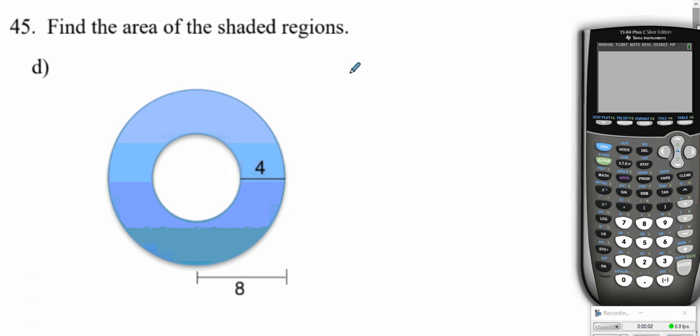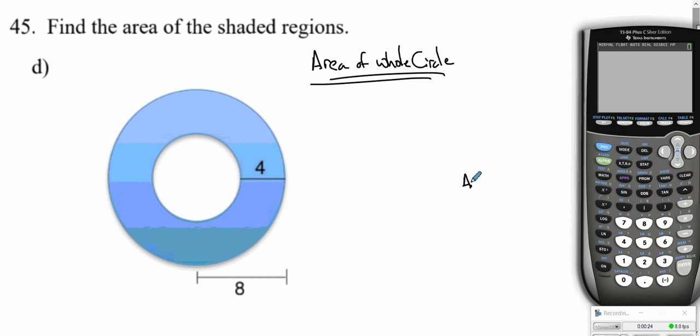GeoCon Unit 1, number 45, Part D. Find the area of the shaded regions. To do this one, I'm going to find the area of the entire circle. Okay. Then I'm going to find the area of the inner circle.